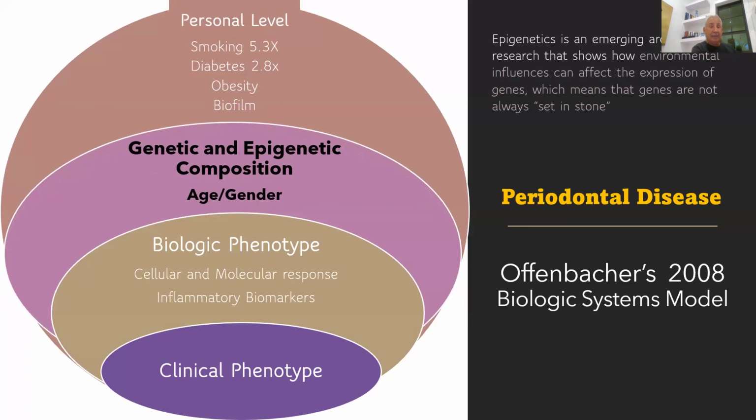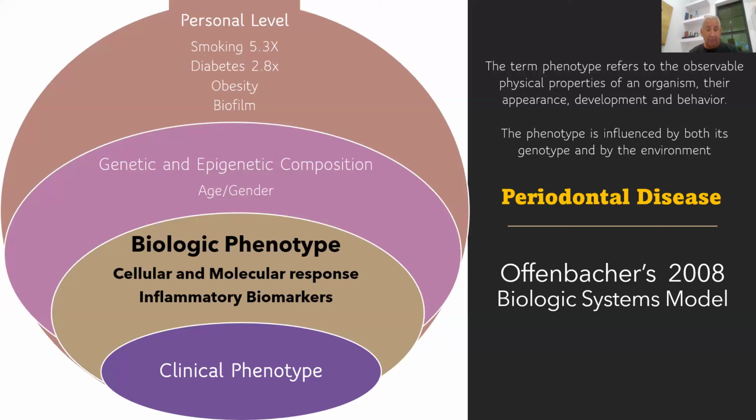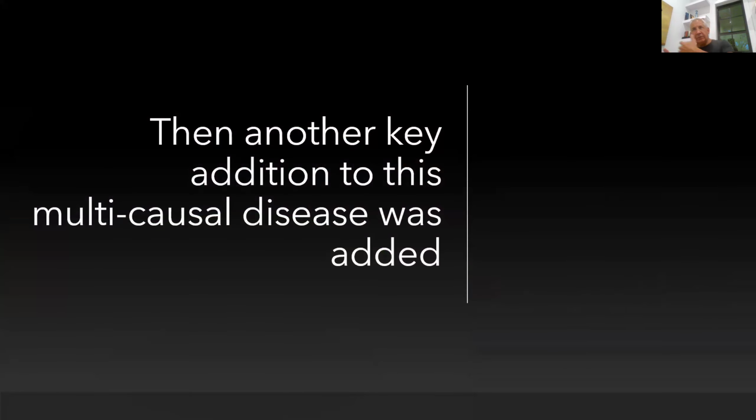Then you get to the genetic and epigenetic, where epigenetics is this huge emerging area in scientific research that shows how genes can be changed in a sense, and they're not necessarily always set in stone. And then you get to the biologic phenotype and how the phenotype can be influenced by genetics and the environment, ultimately to each individual's phenotype. That's Offenbacher's. And then there was another causal addition to periodontal disease, and that's stress.